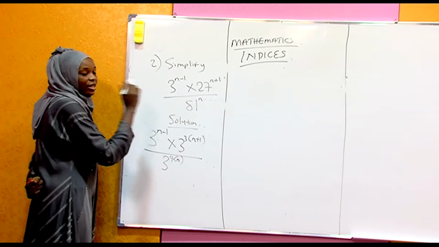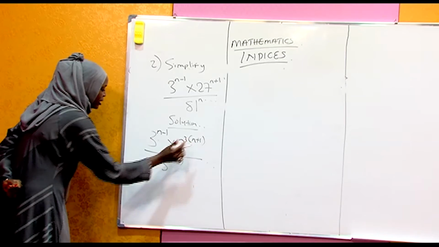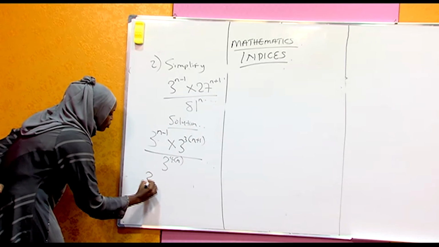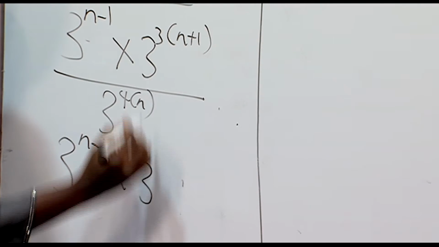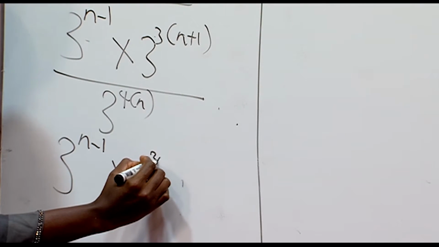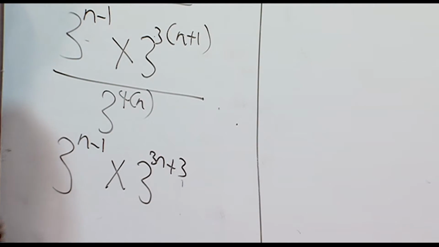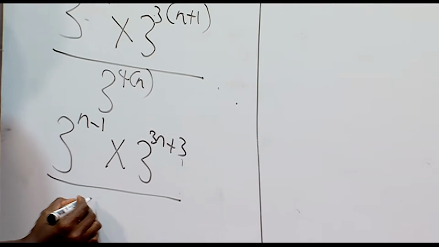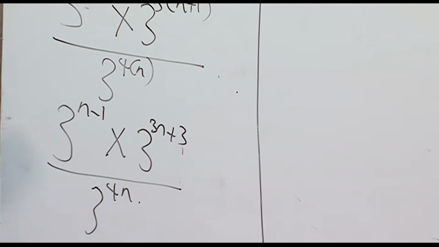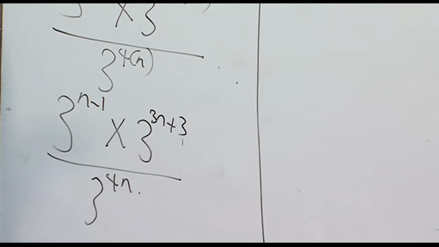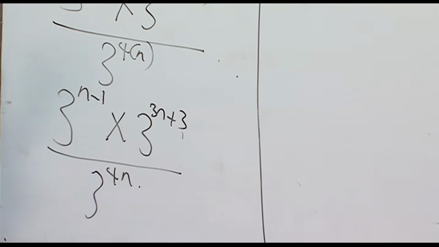I said if there's any bracket, you must always do the bracket first. So we have a bracket here. Let's open up the bracket. This will give 3 raised to power n minus 1 times 3 raised to power, opening the bracket here, I have 3 times n, 3n, plus 3 times 1, which is 3, all over 3 raised to power 4 times n here will be 4n. So from here, we can see that this leads us to one of the laws of indices, which is the multiplication law. We have done that before.